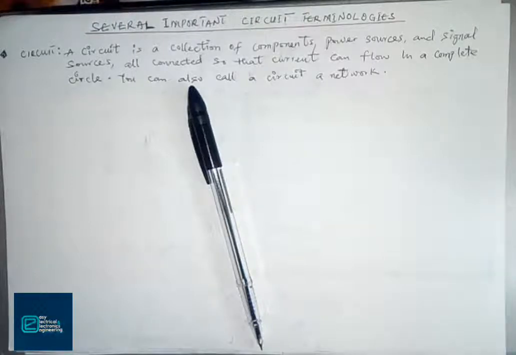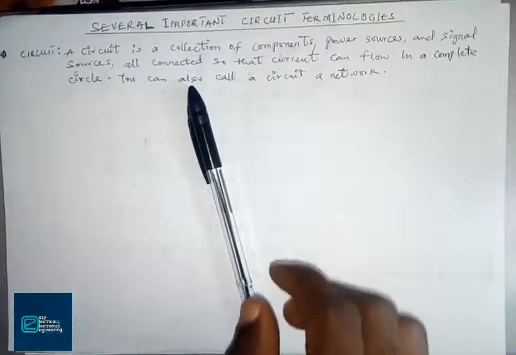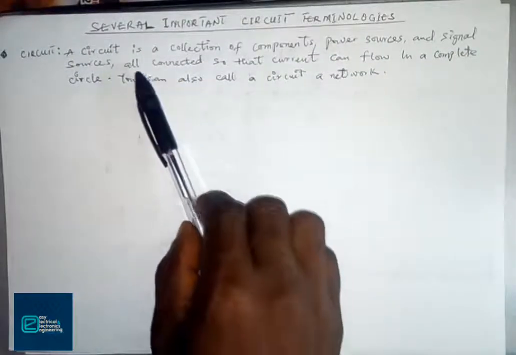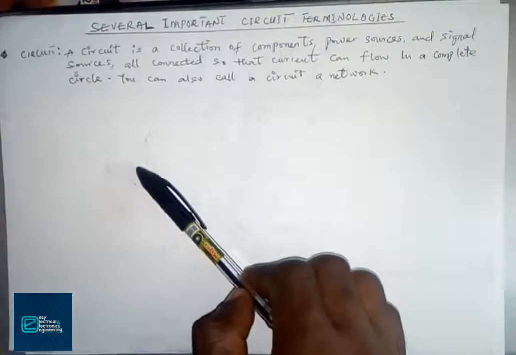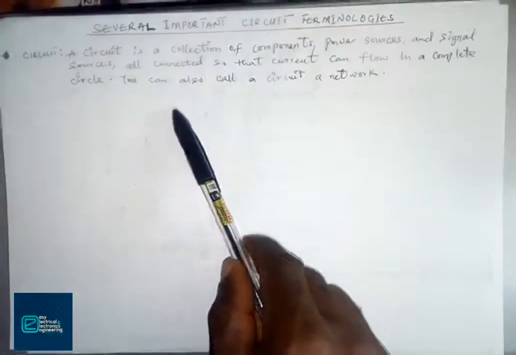So, what does this mean? It means a circuit is a kind of pattern of connections that involves components, power sources, and signal sources so that a current can flow in a circle. It means whenever these things are connected in some pattern, current can flow from a starting point through some pattern that we normally call a circuit, and at the same time return back to the starting point.